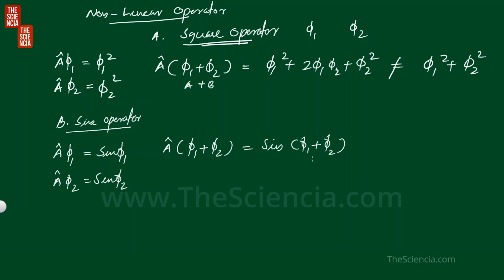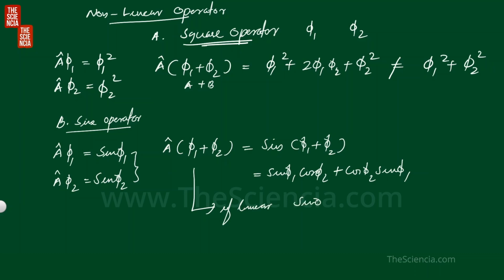Sine of this sum is similar to sine of A plus B. That is, this is equal to sine phi 1 cos phi 2 plus cos phi 1 sine phi 2. This is not equal to adding these two terms, and that is why it is called a non-linear operator. If it were a linear operator, the answer should be sine phi 1 plus sine phi 2. But the answer is this one, so this is not a linear operator.